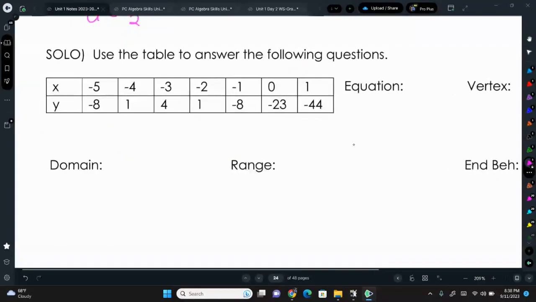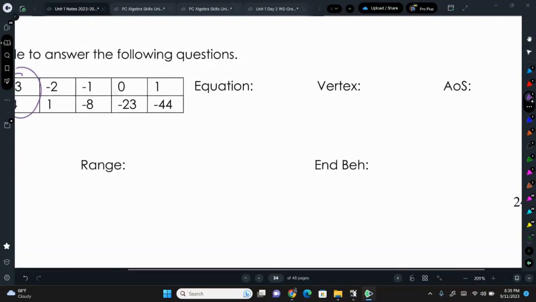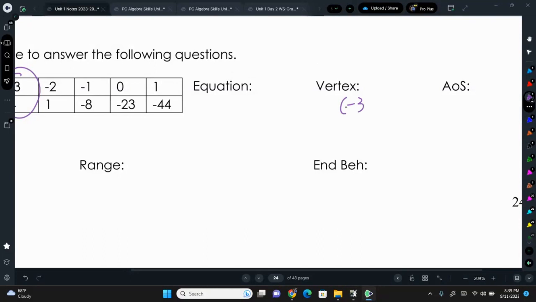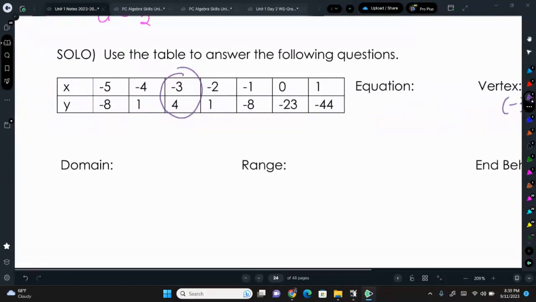All right, so then this one, we look at our y values and we say, oh, the vertex is right there at -3, 4, so our axis of symmetry is x equals -3. Our equation, well, we don't have any y-intercepts, so that means we're going to have to use vertex form. So y equals a times x minus h squared plus k. So we need to find that a value.